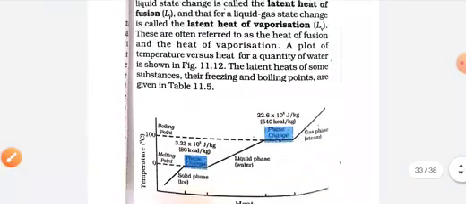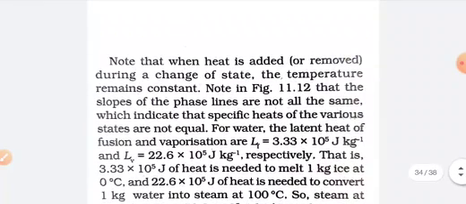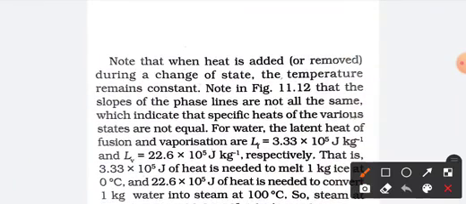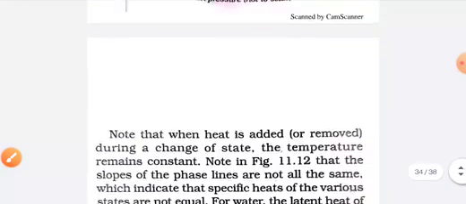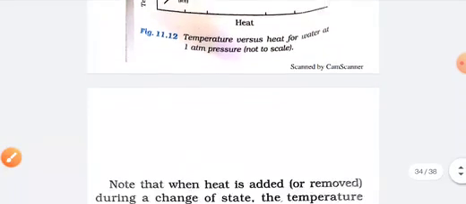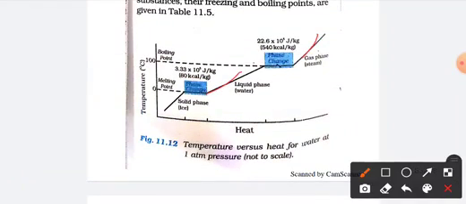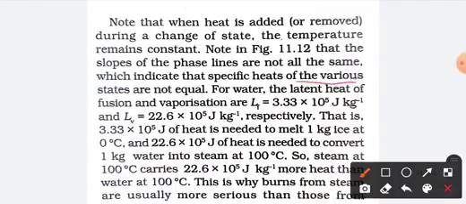This is the graph. Now note that when heat is added or removed during a change of state, the temperature remains constant, but the slopes of the phase lines are not all the same. We can see here, these are the slopes of the phase line. That means this much distance was for this much heat supplied for the phase change from solid to liquid, and this much for the liquid to gas, and they are not the same, and these slopes are also not the same, which indicates that specific heats of the various states are not equal.